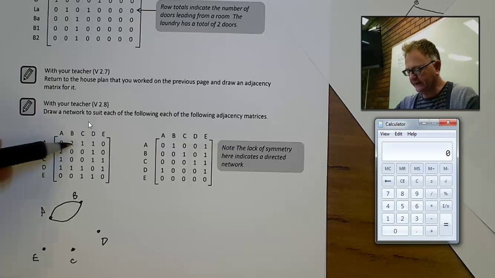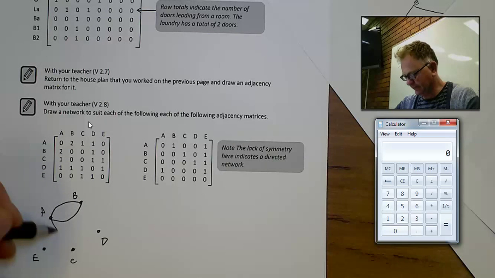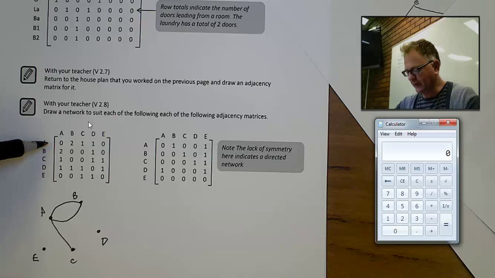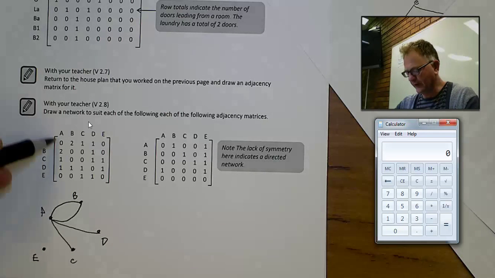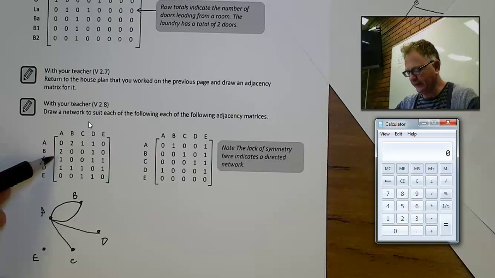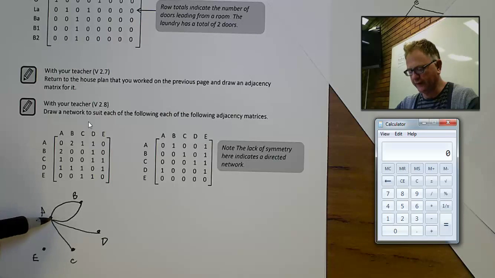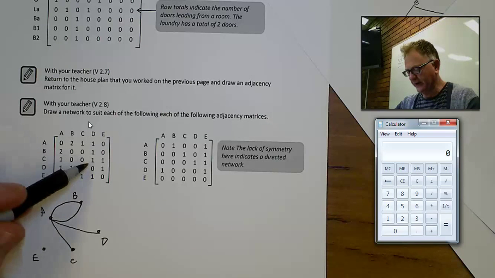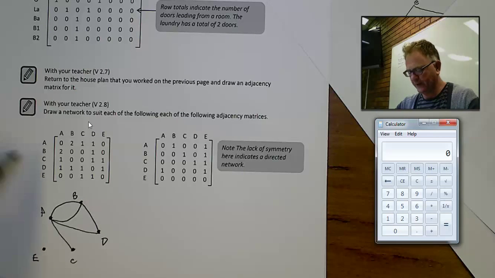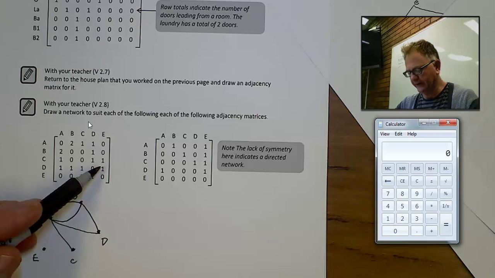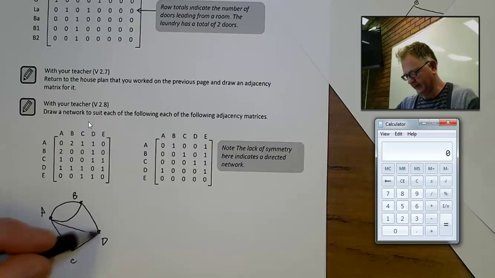From A to C there is an edge. From A to D there is an edge, but that's all from A. From B there is 2 to A, we've already done that, and there is 1 to D, but no others. From C there is an edge to A, we've already got it. There is an edge to D and 1 to E, but no others.